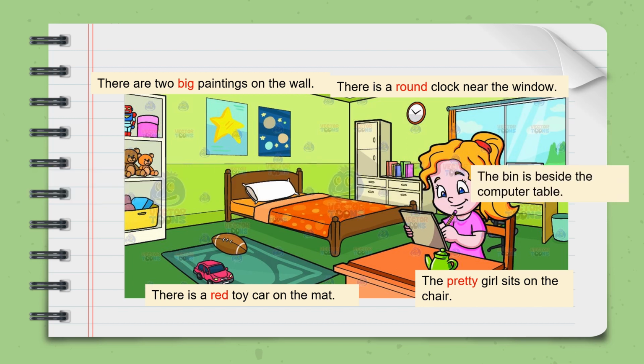How about the next and last sentence? It's about the bin. What can we write about the bin? What adjectives do you have in mind? The color adjectives? Also, what color is the bin? Yes, the green bin is beside the computer table. Very good.